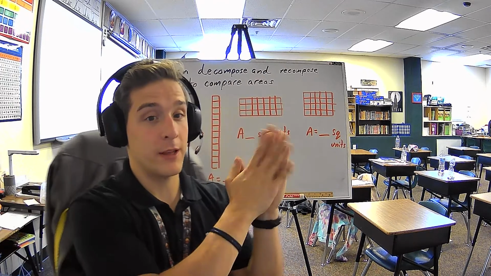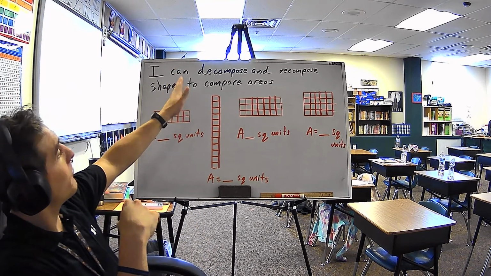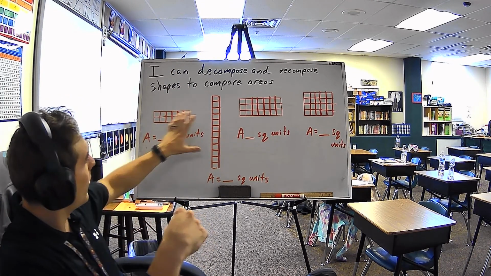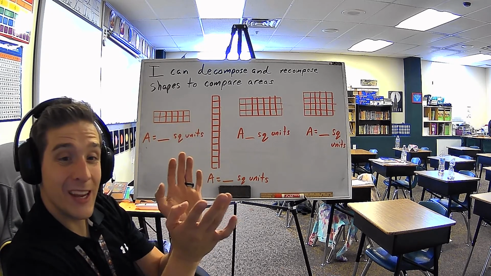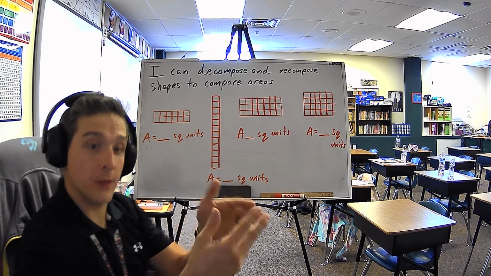I have a couple of these already created for you, but first, let's go ahead and talk about what our goal is. I can decompose and recompose shapes to compare areas. So I have 1, 2, 3, 4 shapes here. They're all rectangular in nature, but all of these rectangles look a little bit different.